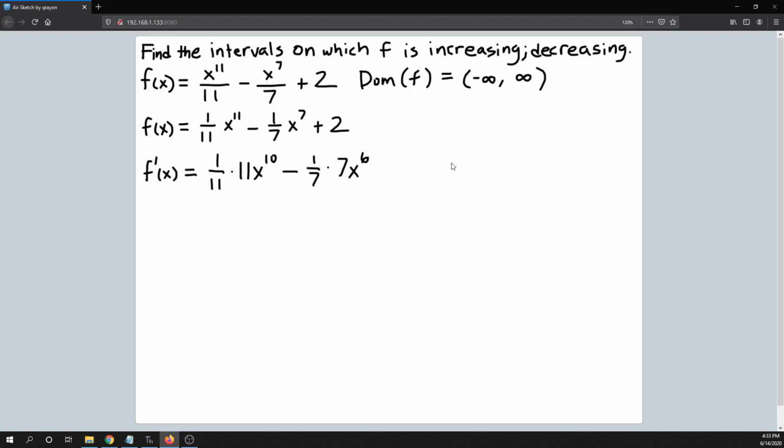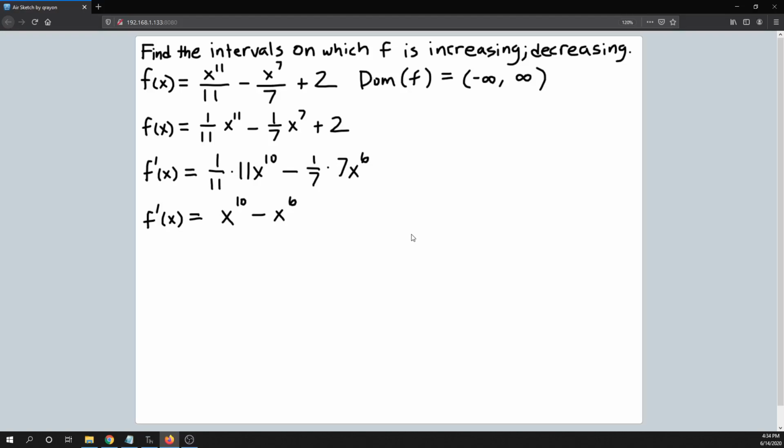All right, the next step in the process is then to simplify the derivative as much as possible. There's not a whole lot to do here. We just multiply these numbers out. So 1/11th times 11 is just 1, which again, I'm not going to bother to write. And then 1/7 times 7 is just 1 again. So we wind up with x to the 10th minus x to the 6th.